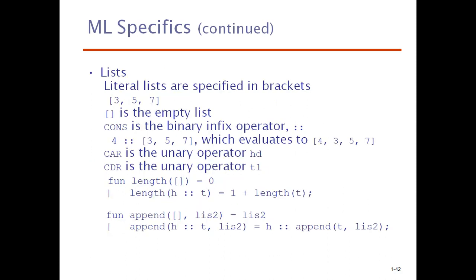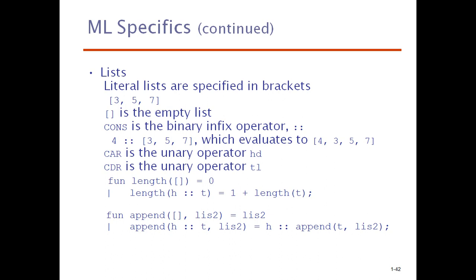Next, lists are represented just like lists in Python programming. Literal lists are specified in brackets, like [3, 5, 7]. An empty list means empty square brackets. CONS is the binary infix operator, written as a double colon, like the scope resolution operator in C++. So 4 :: [3, 5, 7] will evaluate to [4, 3, 5, 7]. That means 4 will be added to the beginning of the list.